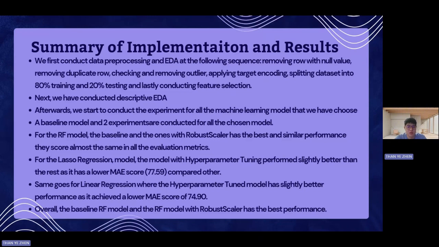For the lasso regression model, the model with hyperparameter tuning performs slightly better than the rest. Same goes for linear regression, where the hypertuned model has slightly better performance as it achieves a lower MAE score of 74.9. Overall, the baseline RF model and the RF model with robust scaler have the best performance compared to all of the other models.